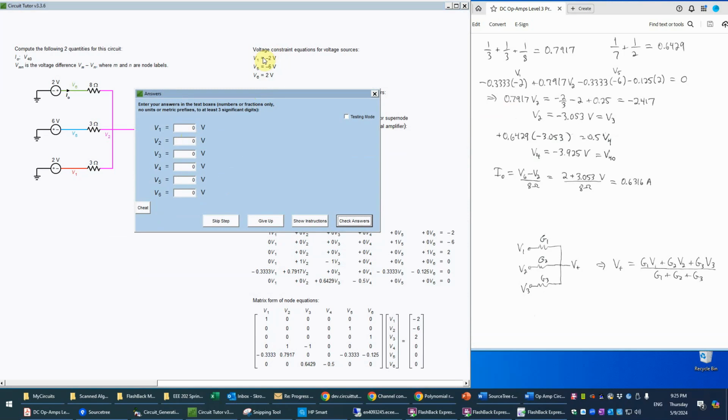So first of all, V1, we just know that one is -2 from this equation. V5 is -6, so we'll just put that in. V6 is 2, so we'll put that in.